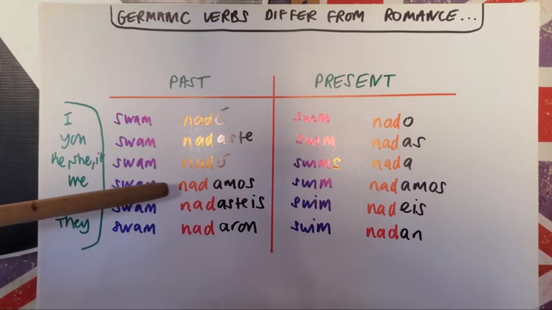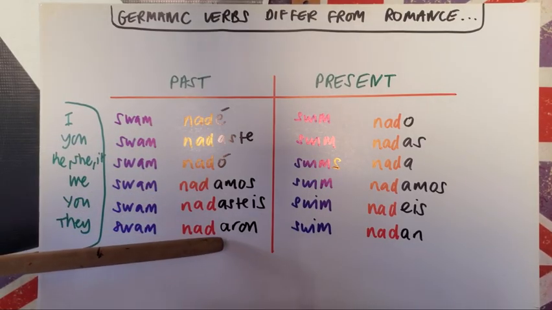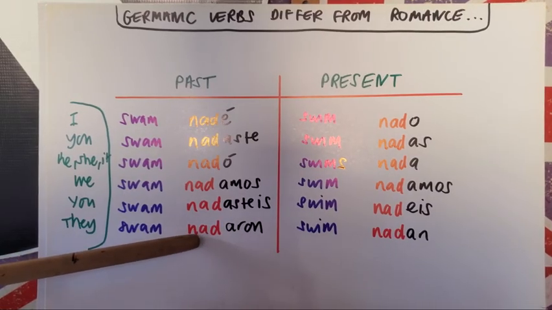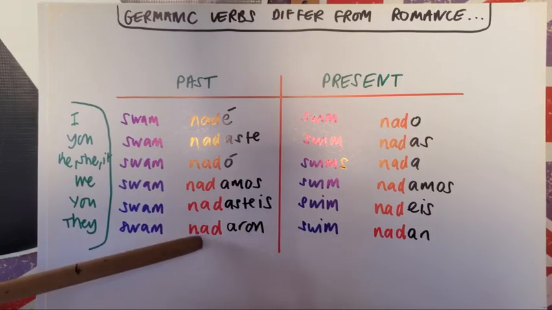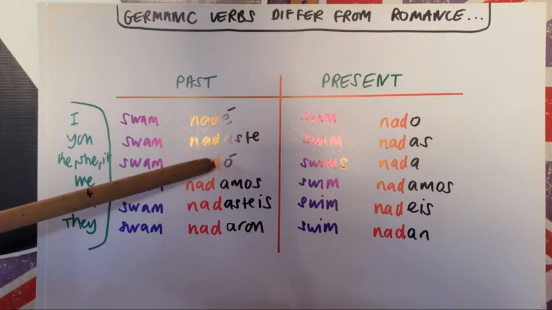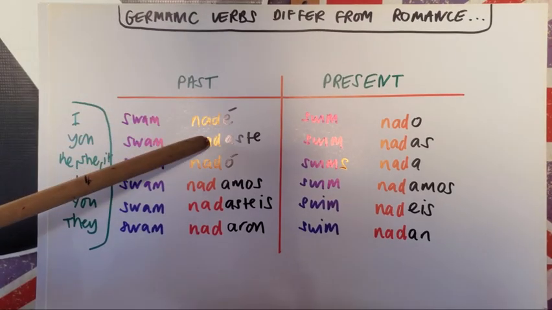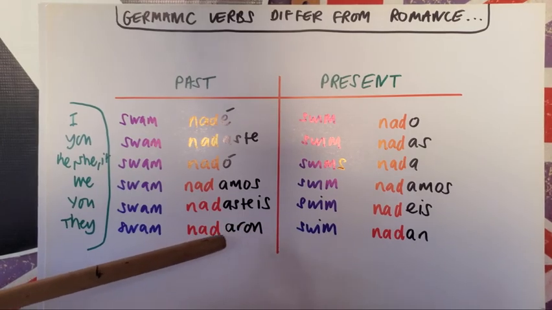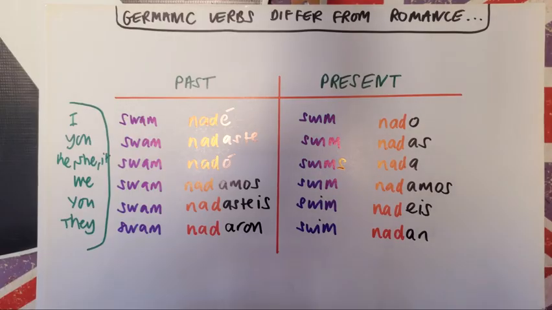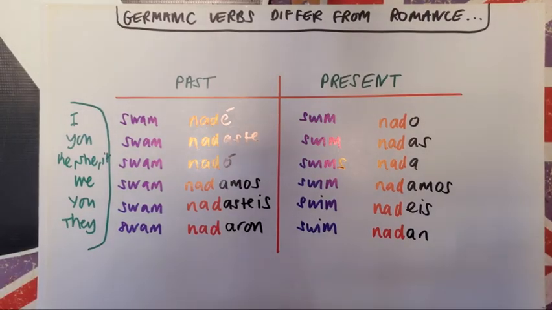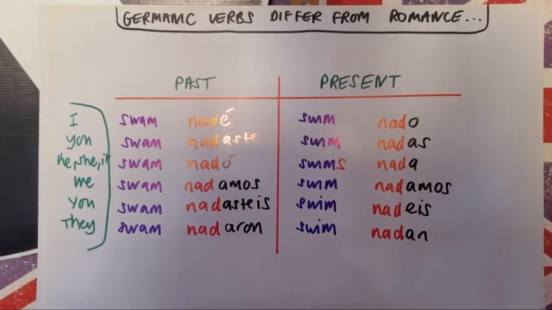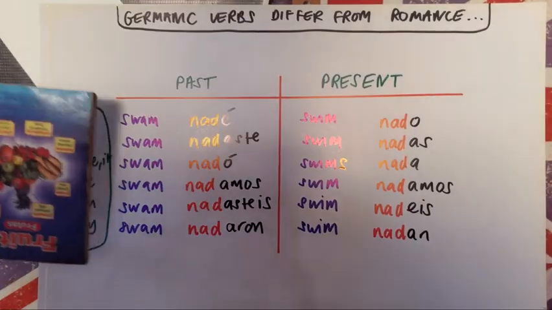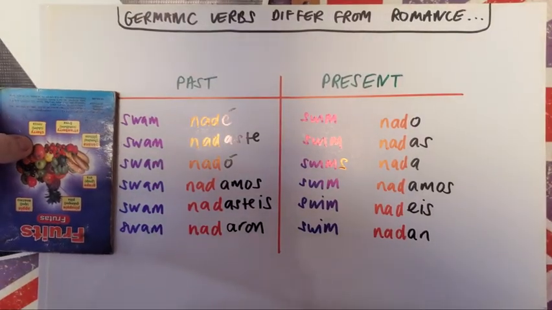And if you have nadaron, I know that is they. So it has to be they, because it can't be he, she, it, you, or I. Aron is always for they. So they will say nadaron, meaning they swam. And Spanish speakers don't use the subject pronouns.